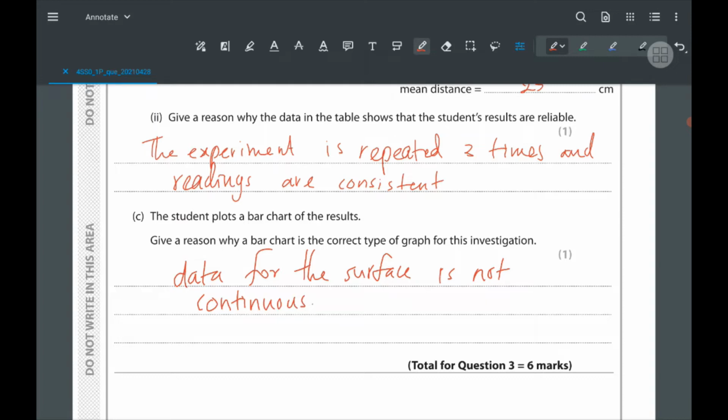Or we can say this surface data is discontinuous. It's a 1 mark question, so I'm not going to explain much more.